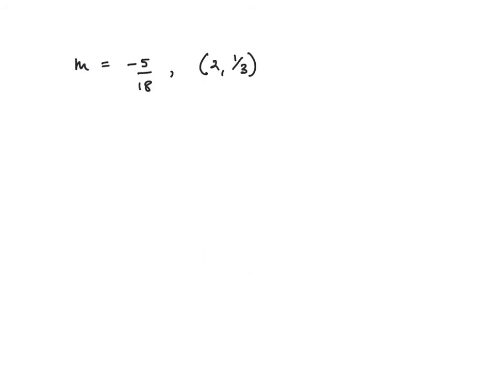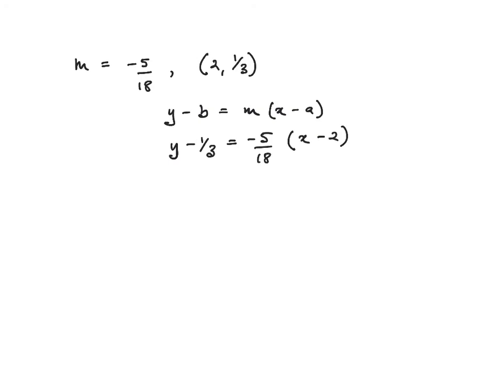The last thing to do is to work out the equation of the tangent. So y minus b equals m bracket x minus a. So that's y minus 1/3 equals minus 5 over 18 (x minus 2). Multiply by 18. So 18y, 18 divided by 3 is 6. It gives us minus 5x plus 10. 18y equals minus 5x plus 16.